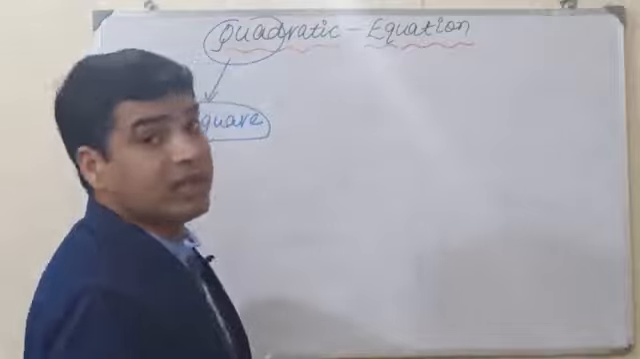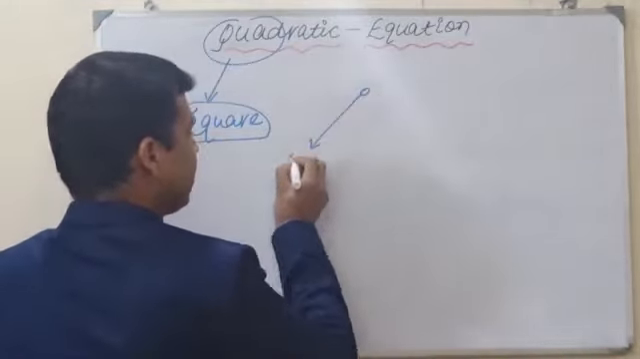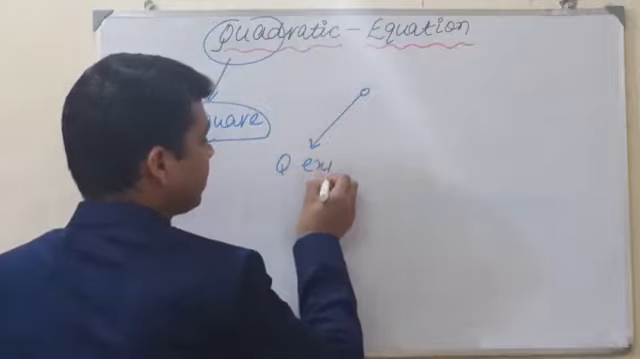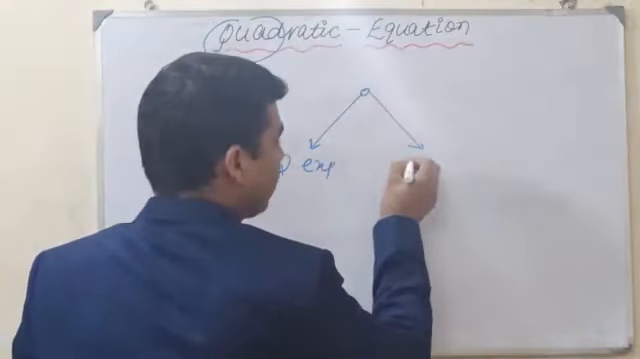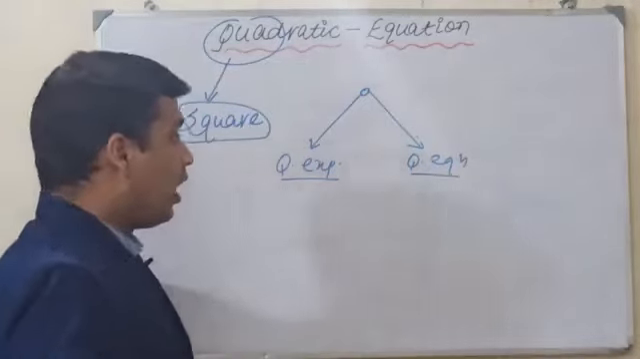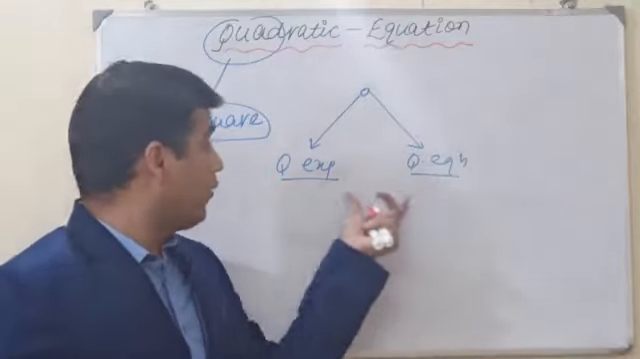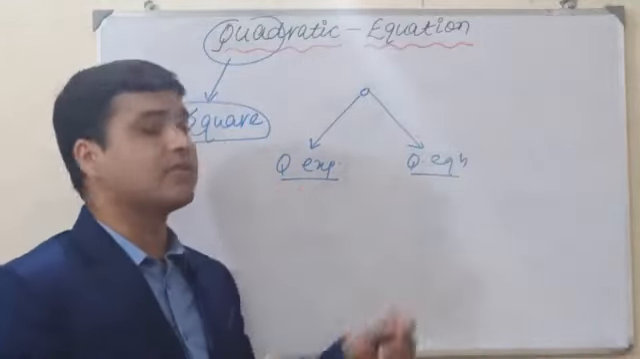Now see this here. Actually in this topic there are two things. First thing is quadratic expression, and second thing is quadratic equation. So the question is how to identify quadratic expression and equation. What is the main difference between quadratic expression and equation?